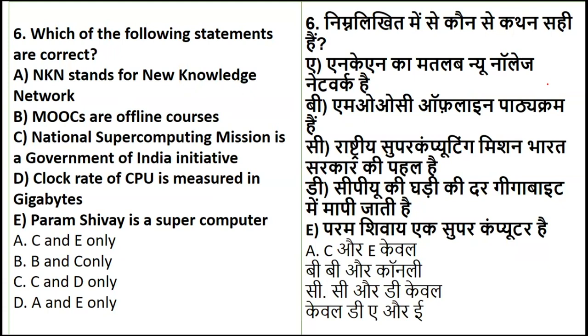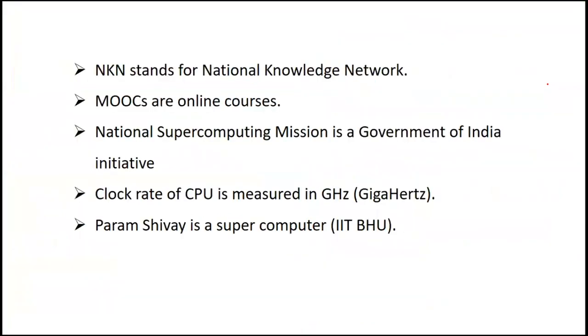The statements are: NKN, that is New Knowledge Network; MOOCs, that is offline courses; National Supercomputing Mission, an initiative of Government of India; clock rate, that is CPU measured in gigabytes; and Param Shivay, a supercomputer. So they have given the options. You have to match the statements with the options. So the statements which are correct are C, that is National Supercomputing Mission is a Government of India initiative, and E, Param Shivay, which is a supercomputer.